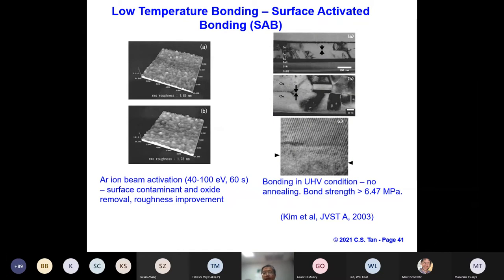This is basically a work based on the SAB approach, the surface activated bonding approach. This is again pioneered by Professor Suga. He was at University of Tokyo for many, many years. The whole idea here is that the learning from this experiment is that if the copper surface is clean, and if you're able to preserve that in a very clean state, then essentially you can achieve bonding even at room temperature. I think that is the statement behind this, right? Provided that you can keep the surface clean, free from any form of oxidation. So this is what we learned from this SAB experiment.